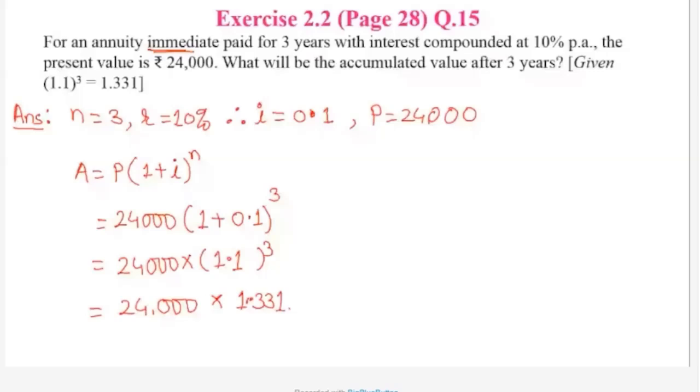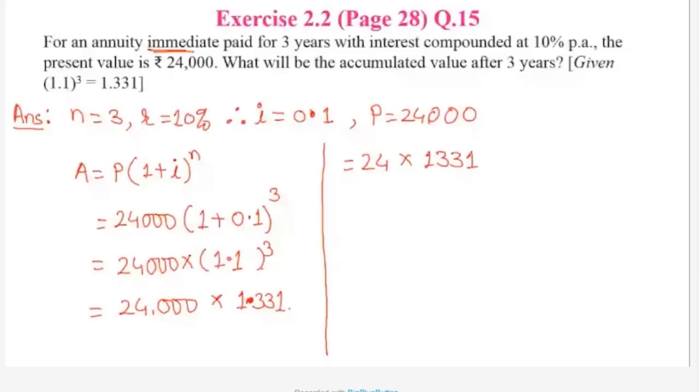Now, how many digits are there after the decimal point? 3. So if I want to remove that decimal point, I'll have to remove 3 zeros. That is equal to 24 multiplied by 1331. Agreed? Clear? I've removed the decimal point. The decimal point is shifted 3 places ahead, so 3 zeros gone.